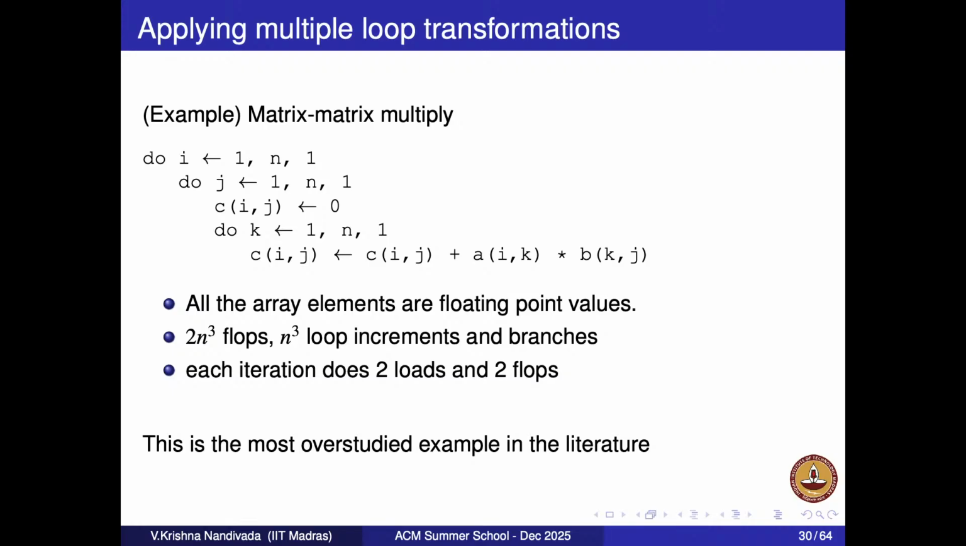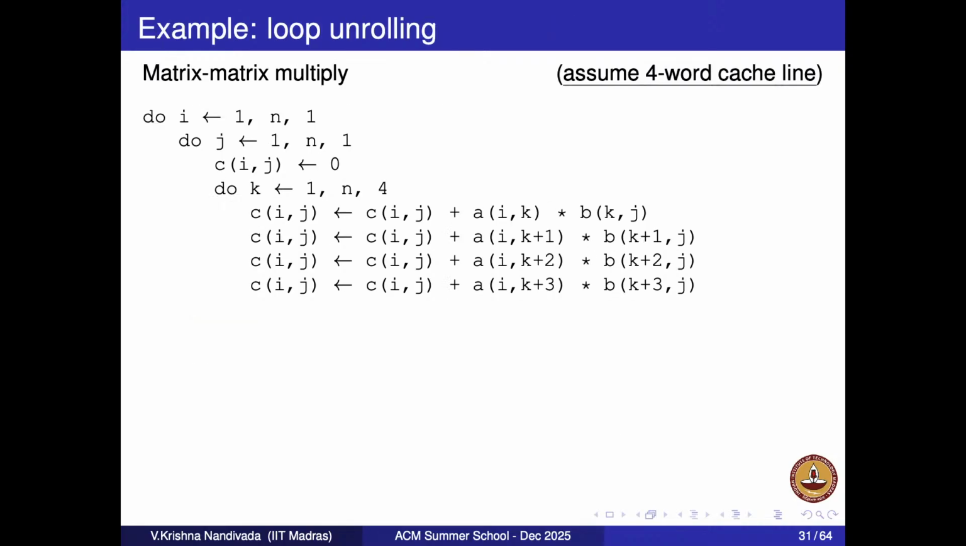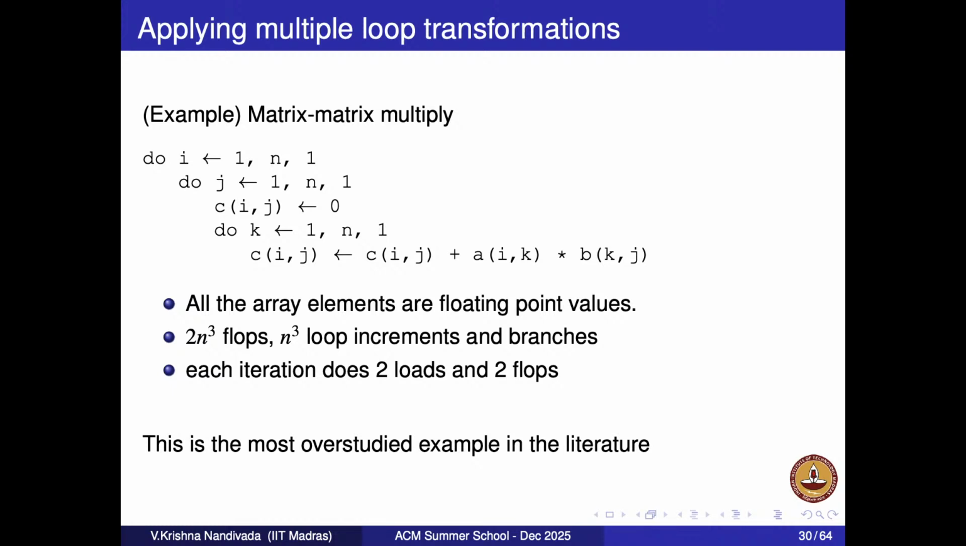In each innermost iteration, I have 2 loads and 2 floating point operations. What can we do with this? We have studied some optimizations. What can we do?